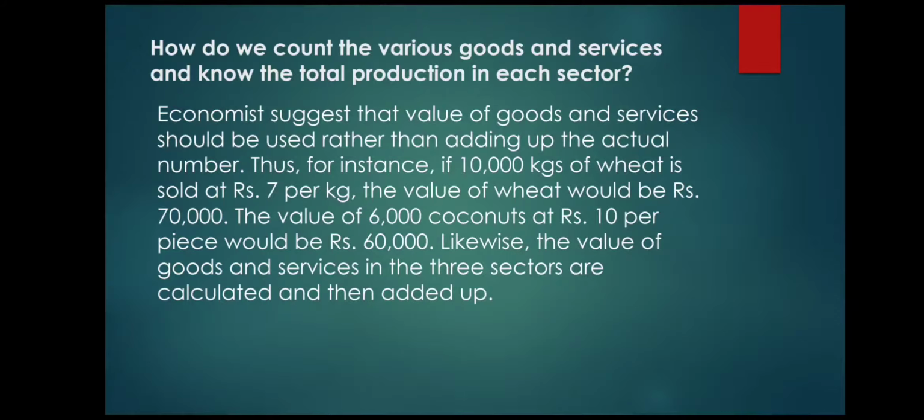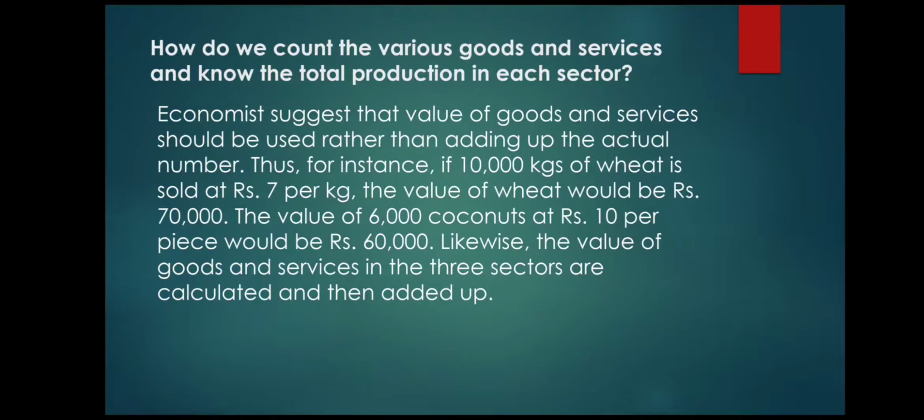Thus, for instance, if 10,000 kgs of wheat is sold at rupees 7 per kg, the value of wheat would be rupees 70,000. The value of 6,000 coconuts at rupees 10 per piece would be rupees 60,000. Likewise, the value of goods and services in three sectors are calculated and then added up.